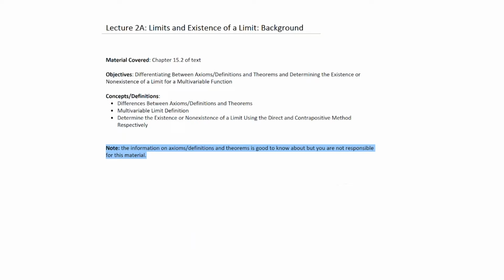Note, the information on axioms, definitions, and theorems is good to know about, but you're not responsible for this material. It just might give you a little bit of extra information that's helpful in terms of understanding what we mean by definitions, axioms, and theorems.